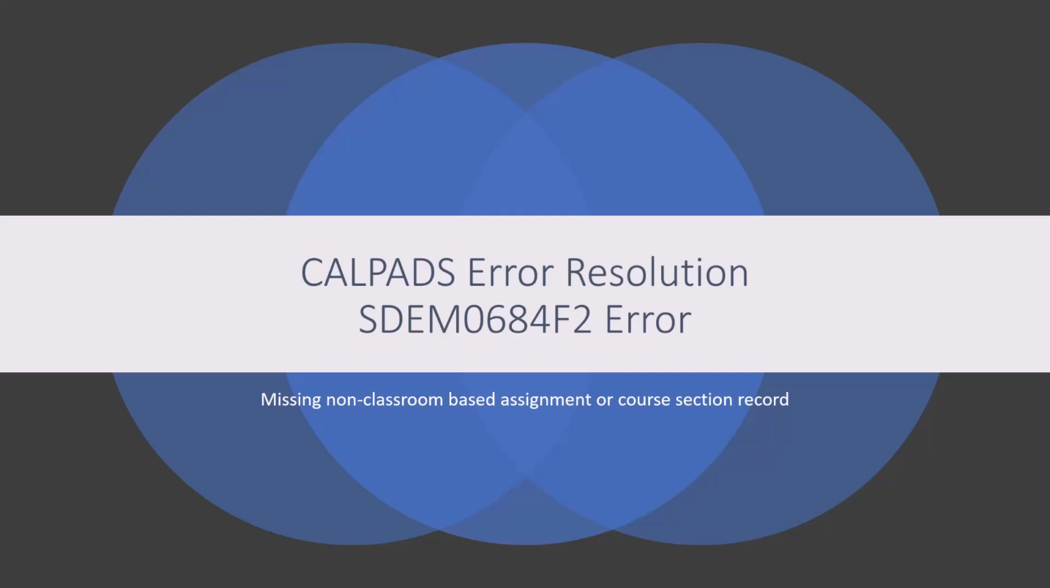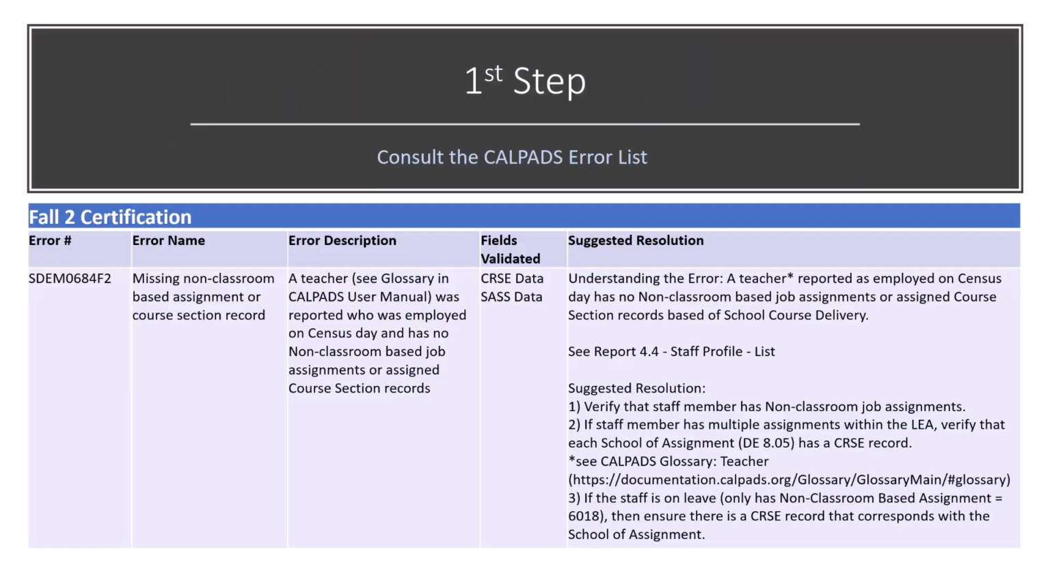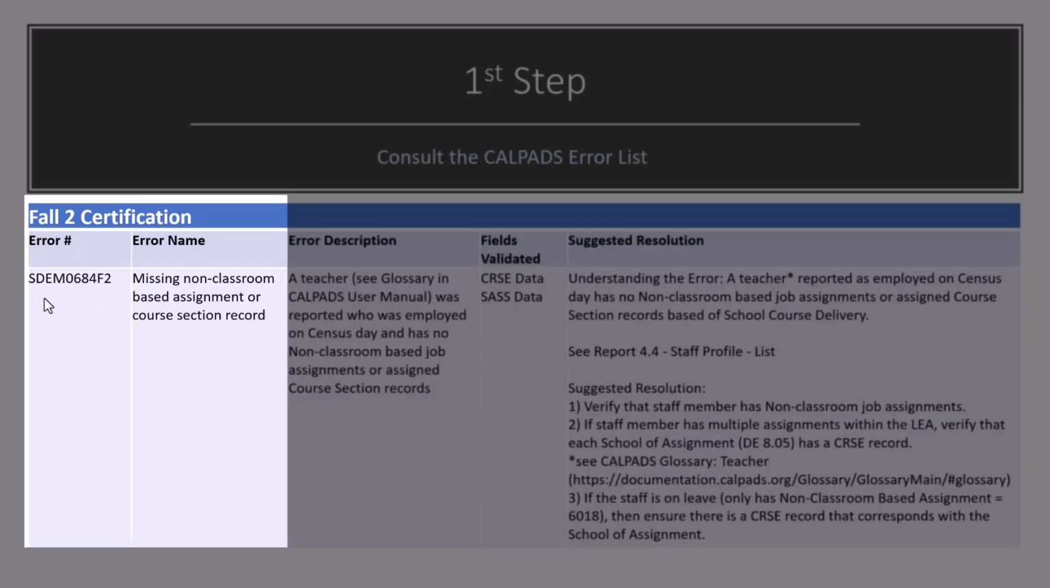CalPADS error resolution: SDM 0684F2, missing non-classroom based assignment or course section record. We should always start troubleshooting our errors by consulting the CalPADS error list. On the left, we see the error number and the error name. This is used for reference.